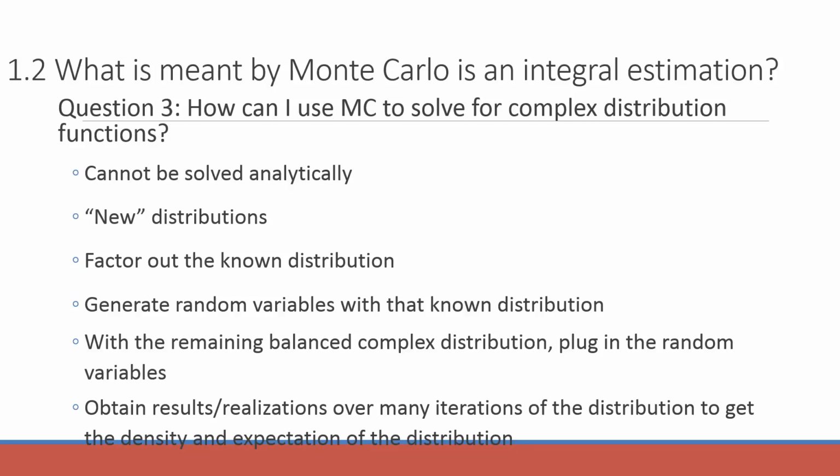If we can factor out a known distribution from the complex problem in front of us, then we can generate random variables based off that known distribution and run them through what's left over of the complex distribution function, and iterate over many iterations, plugging in the random variables that we're generating in order to obtain an expected value for that function. Graphing this, you'll be able to get the CDF, or the distribution function, and over these many iterations we can start to map out new distributions, which become very useful in the industry.